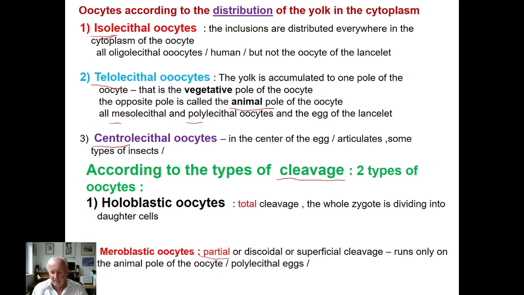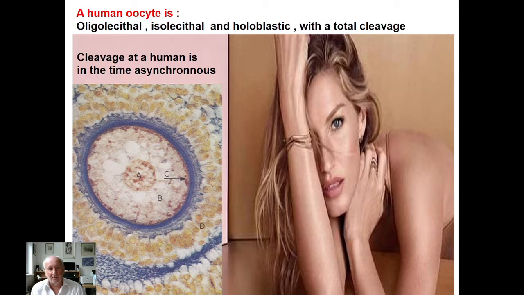So please, I think you could remember, because we are here at the Department of Histology and Embryology of the Medical Faculty for Humans, I think you could quite nicely remember the oocyte of a human. This is quite enough. A human oocyte is oligolecithal, isolecithal and holoblastic. Total cleavage. Cleavage in humans is asynchronous in time. I will explain it in a few minutes.